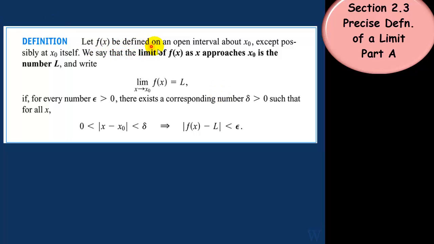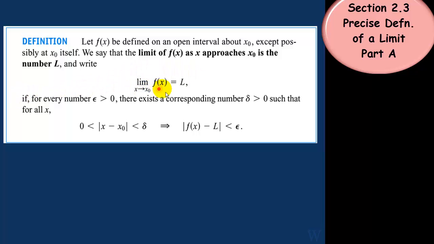Let f(x) be defined in an open interval about x₀, except possibly x₀ itself. Remember, we've been talking about the limit of f(x) as x approaches x₀, which is the number L, but all we say is that as long as the x's get closer to x₀, the corresponding f(x)'s get closer to L. We will now use the formal definition.